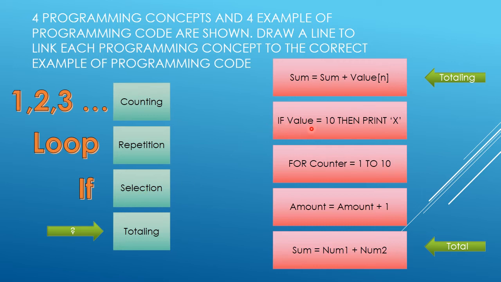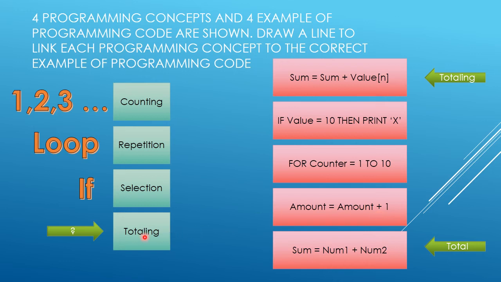And if, all right, for selection, there's only one if here. So if something, all right, then do something. Okay, so if there's a condition, then do something. In this case, if the value is 10, then I print an X. All right, counting is also quite direct, because when you count, it's a 1, 2, 3, 4, 5, 6, and so forth. So actually you are adding 1 every time. You are actually adding 1 plus 1 all the time. So I can still make sense out of that.